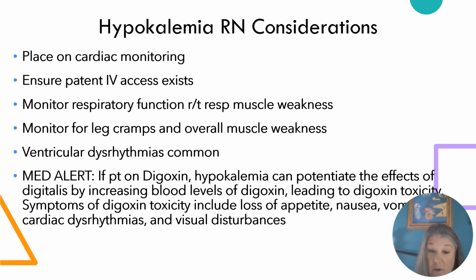Medication alert here. If a patient is on digoxin, hypokalemia can potentiate the effects of DIG by increasing blood levels of digoxin. All right. So if we have low potassium and we're giving our DIG, the body doesn't process the DIG the same. So you can end up with more DIG in the bloodstream than you would think. So you can end up with DIG toxicity. This is going to be loss of appetite, nausea, vomiting, dysrhythmias, and visual disturbances.